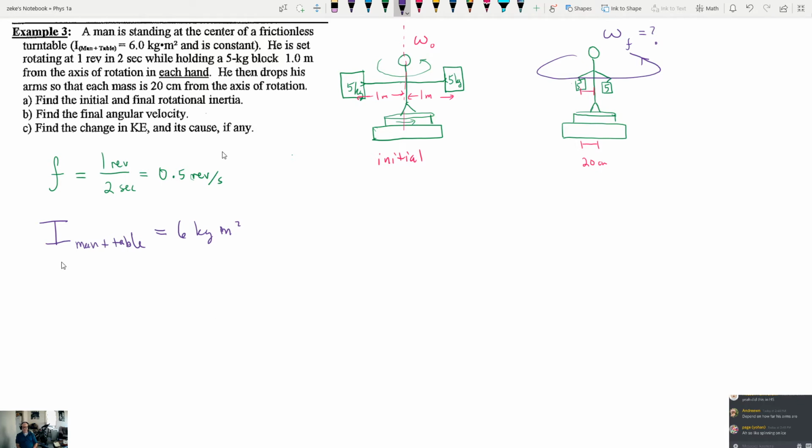Okay, moment of inertia of man plus table is 6 kilogram meter squared. The first question is, part A, find the initial and final rotational inertia. So we want to find the initial moment of inertia, I'll call it I naught. Maybe you all can tell me, what do I need to do? We're given the moment of inertia of the man plus table. We're not given the moment of inertia of these 5 kilogram blocks right here. So what do I need to do to figure out the total moment of inertia of my system here?